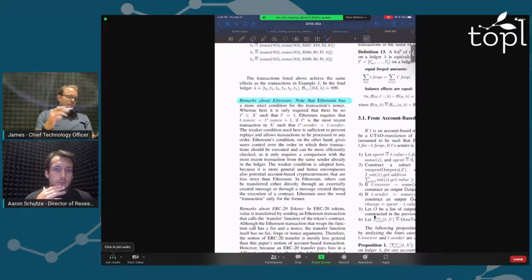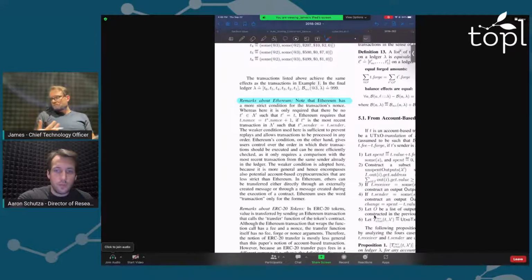They want to be able to say that users control the order in which their transactions should be executed, and it can be more efficiently checked, as it requires only comparison with the most recent transaction from the same sender. That was what I was looking for. You can pick the numbers you want to use, but you wouldn't have to communicate with me to spend from the same account. That's the point.